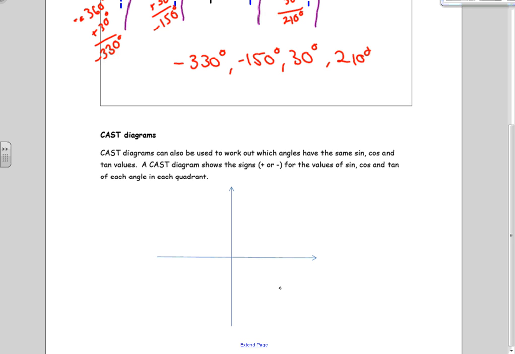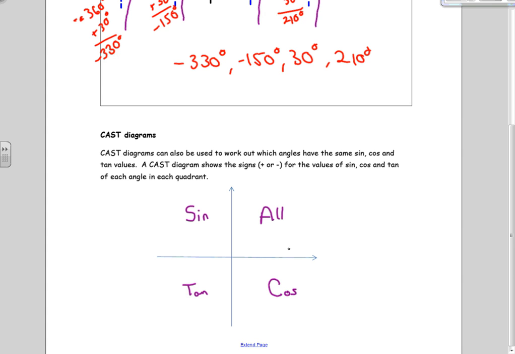So the setup of the cast diagram is we start in the bottom right hand corner and work anti-clockwise, writing cast. So C-A-S-T. And each one of these letters represents one of the graphs. So C is for cos, A is for all of the graphs, S is for sine, and T is for tan. Now, in all of the graphs are positive.